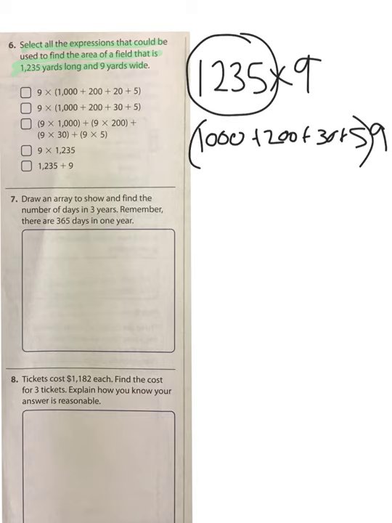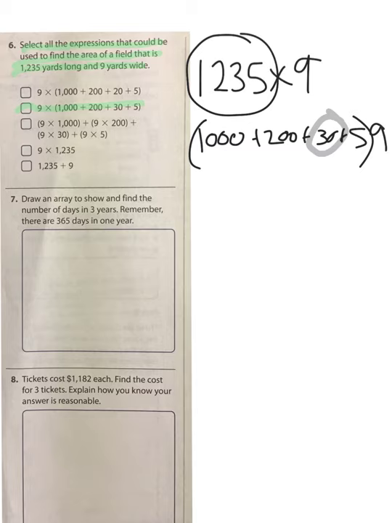If we look at our first option, it says 9 times 1,000 plus 200 plus 20 plus 5. Well, we want to add 30, not 20. So the first option would not work. Although this second one would, because it expanded 1,235 into 1,000 plus 200 plus 30 plus 5. Then we're multiplying it by 9.